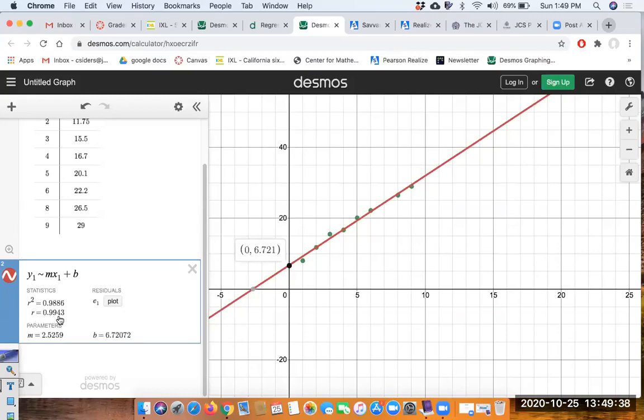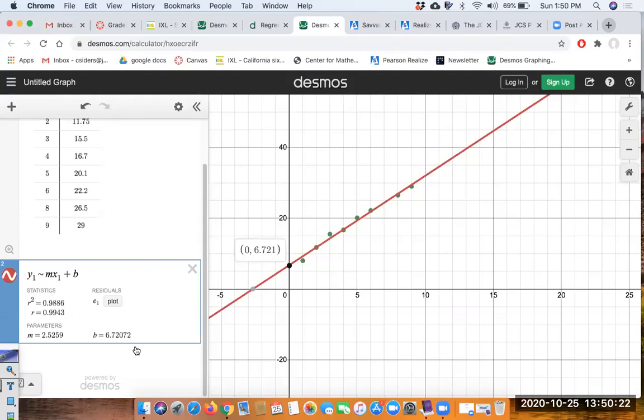If this number is positive and very close to 1, you have a strong positive correlation, which we do. In our case, it's very close, 0.9943. The closer it is to 1, the stronger your correlation. If it's a negative number, it's a negative correlation. Your graph will go downhill. Again, the closer to 1, the better the correlation. So I'm going to use this as my equation and then try it again.